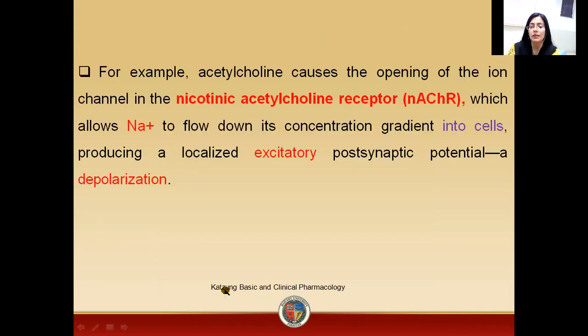Similarly, in the Kaizen, it is written that these nicotinic receptors are also called nicotinic acetylcholine receptors. When a drug binds to these receptors, there is activation of these receptors. As a result of binding of nicotine or acetylcholine to these receptors, there is influx of sodium ions. As a result, there is depolarization within the cells.